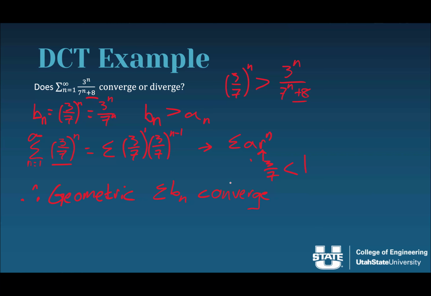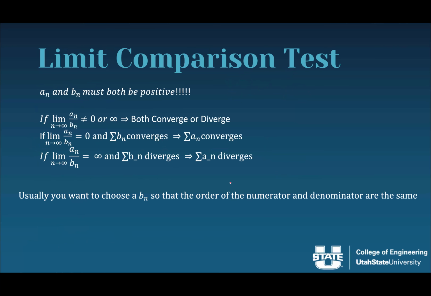So then, if I know b sub n converges and it's greater than a sub n, that means that by the direct comparison test, the sum of a sub n will also converge. Did that track for everybody? Any questions about what I did? No? Okay. Awesome. Cool. There's my work. It doesn't matter.